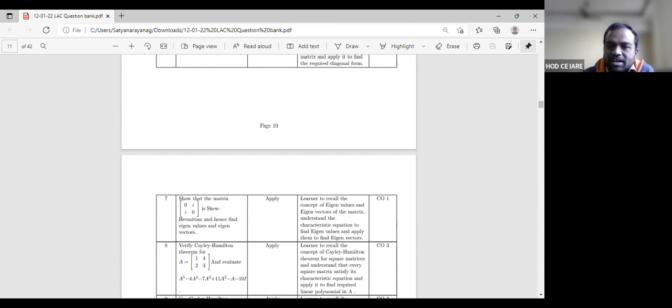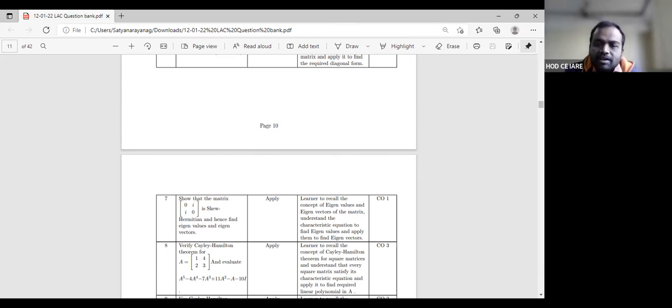Next, show that the matrix [0 i; i 0] is skew Hermitian and find the eigenvalues and eigenvectors. Okay, first, what is needed for a skew Hermitian matrix? A^θ (conjugate transpose) is equal to minus A. The conjugate transpose of the matrix must equal minus A. Only then is it a skew Hermitian matrix. Otherwise we cannot define it. So if it is a skew Hermitian matrix, then we can state its eigenvalues and eigenvectors.